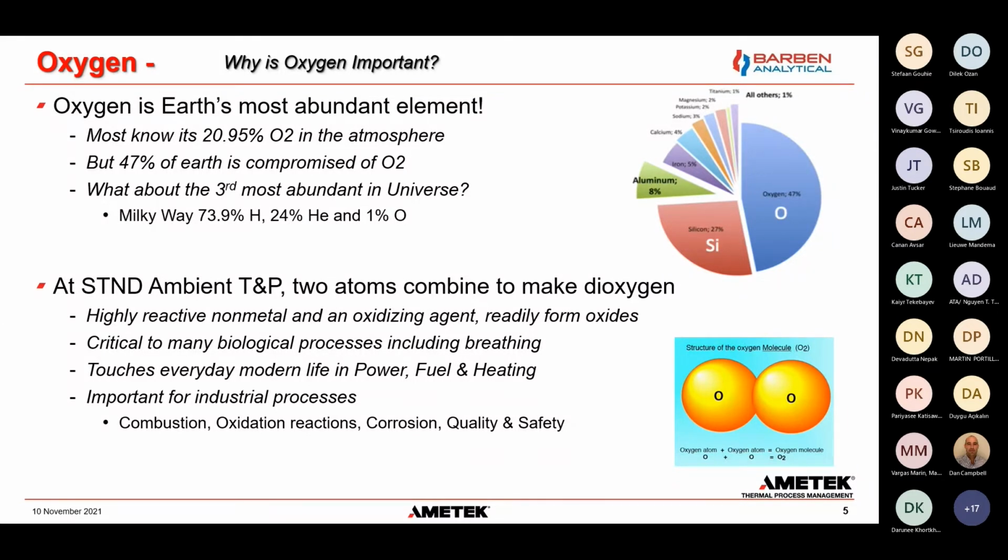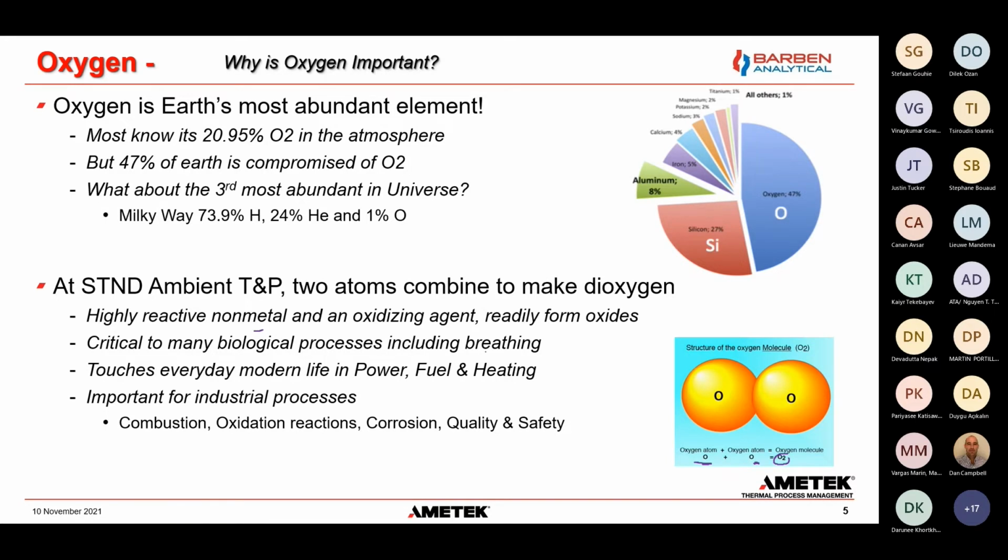Here on Earth, at standard ambient temperatures and pressures, 2 atoms combine to make dioxygen, so that's the way we'll commonly find it: the 2 atoms come together to make O2. It is a very highly reactive non-metal and an oxidizing agent that readily forms oxides. It is very critical to many biological processes, including breathing. That's how we get our energy, through the combustion process of breathing, respiration.